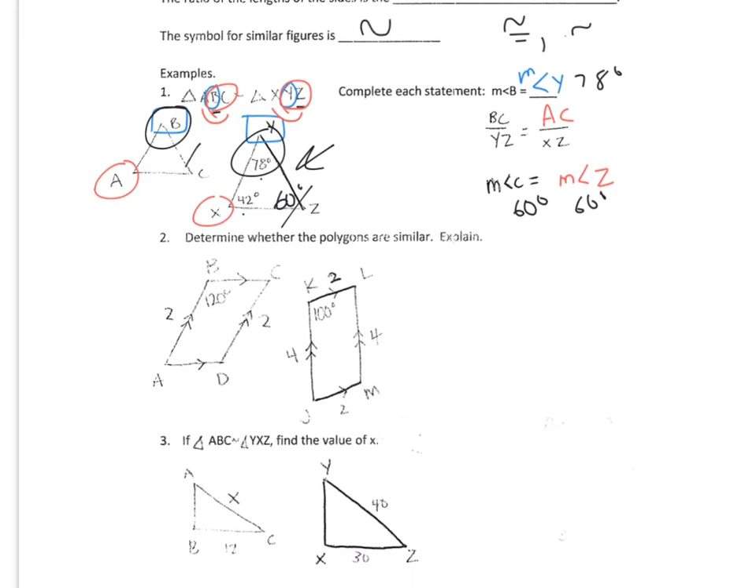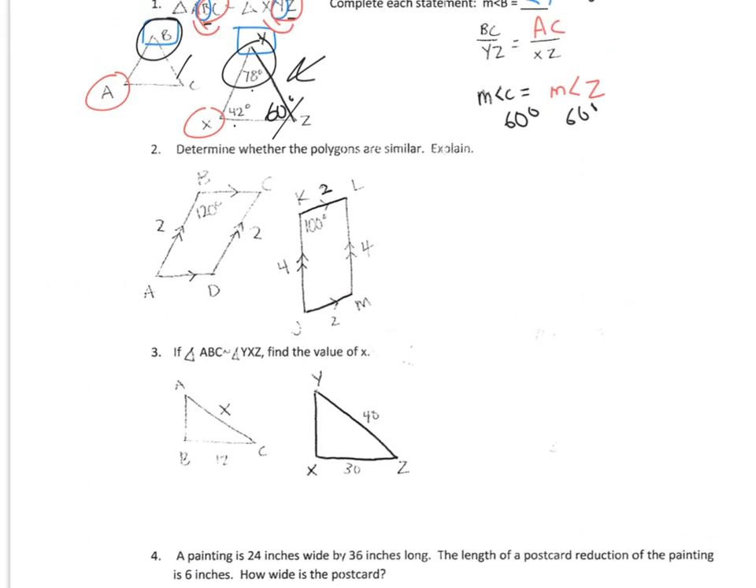Okay, down here, determine whether the polygons are similar. So remember, if they're similar, the corresponding angles are congruent, and the sides are proportional. So right away, if this is 120, this is a parallelogram, this has to be 60. This has to be 60, opposite angles are congruent, this is 120. I can fill out, this has to be 80, 80, 100, because this is a parallelogram too. So no, because the angles are not congruent.